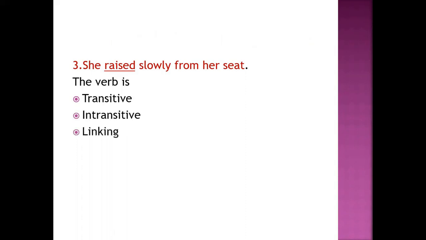She rose slowly from her seat. The verb is transitive, intransitive, or linking? Transitive or intransitive? Check whether an object is given or not. It is intransitive because an object is not given. And if it is not mentioned, then it means the verb of the sentence is intransitive.